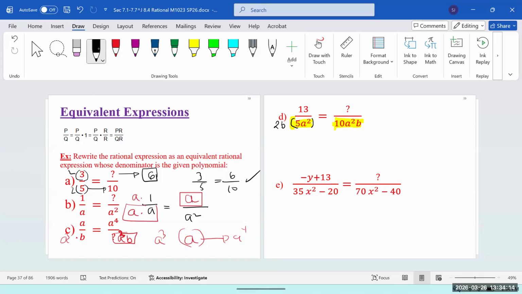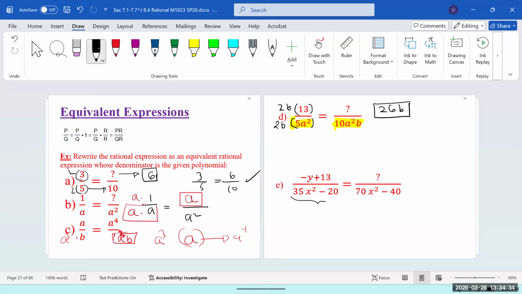But math says, hey, you cannot just multiply the denominator. Do the same thing on the numerator. So you multiply this by 2b. Good job. Now you got it, right? Equivalent expression.